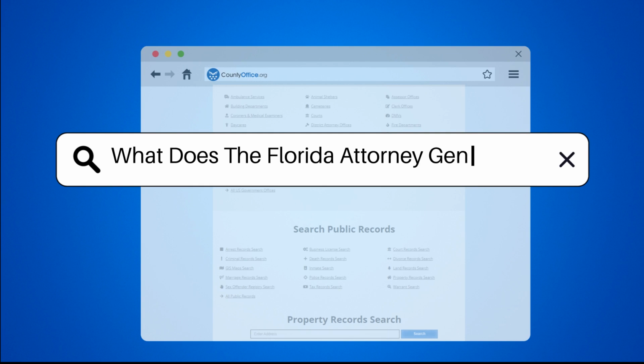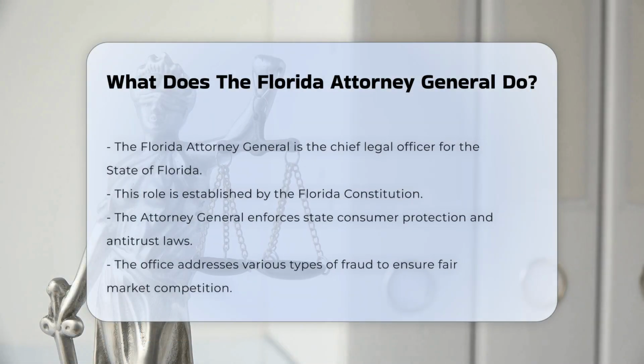What does the Florida Attorney General do? The Florida Attorney General is a statewide elected official serving as the chief legal officer for the state of Florida. This position is mandated by the Florida Constitution and involves a range of multifaceted responsibilities.